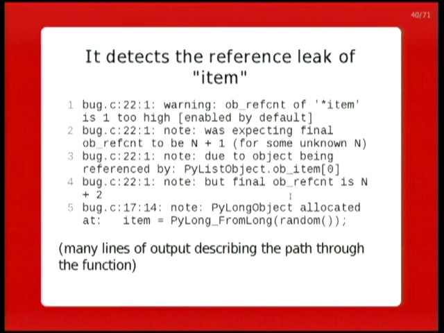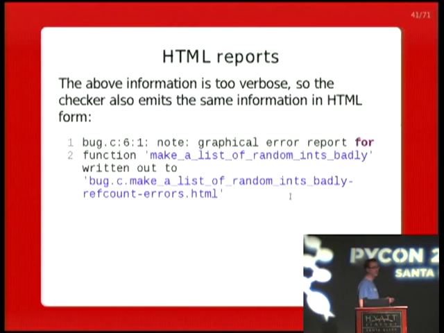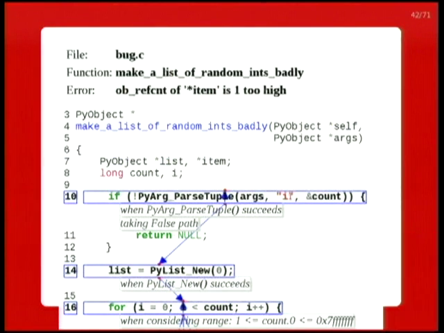And then the next warning, it will detect the reference count leak on the item within the loop, and it'll tell us we were expecting the reference count to be this value, because it's tracking what pointers are pointing to this, and what the value of the reference count is. When it notes at the end of the function there's a mismatch, it warns you about it based on a particular path, among the various different paths through the function, and there are many lines of textual output describing that. But because I got sick of reading the text reports, it will also generate an HTML report describing this. So here's what it looks like.